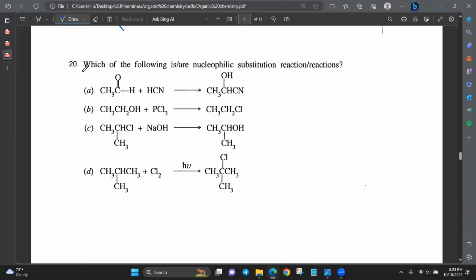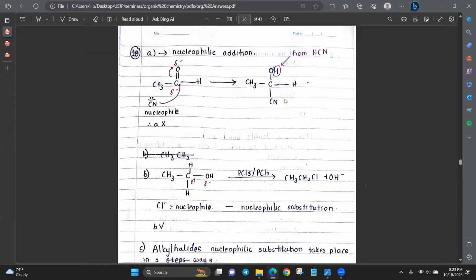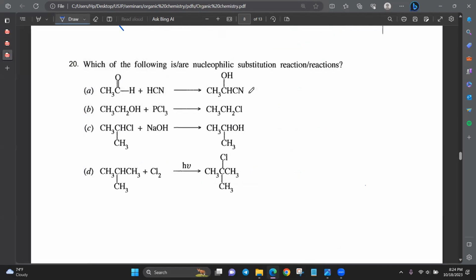A is nucleophilic addition. What is A? Now here we have to go one by one to check whether it is nucleophilic substitution or not. A is what? Aldehyde and HCN. This is a nucleophilic addition reaction. All reactions of aldehydes are nucleophilic addition reactions, right? So aldehyde with HCN, this is the mechanism that takes place. CN minus gets added on to this, and this hydrogen also gets added. This is a nucleophile. So it is a nucleophilic addition. That means A is wrong. They're asking for nucleophilic substitution.